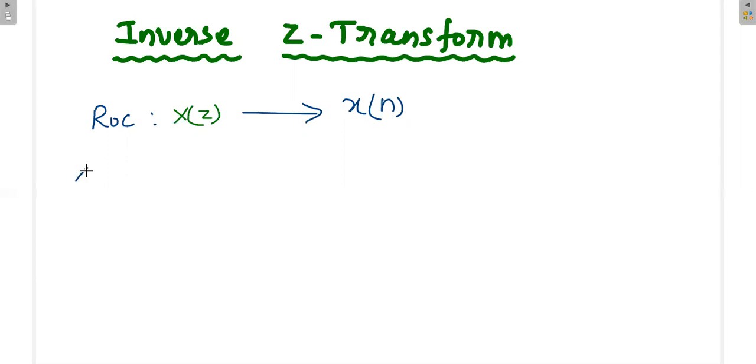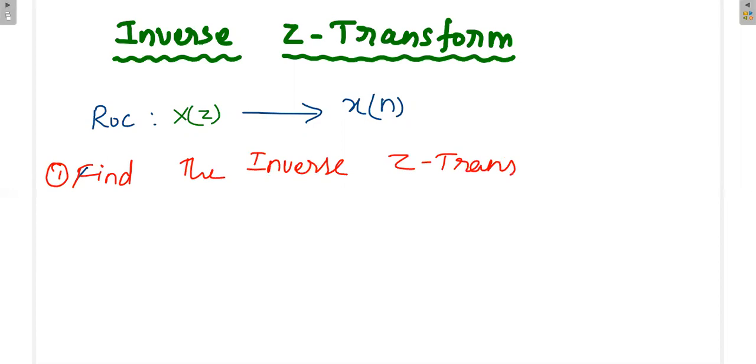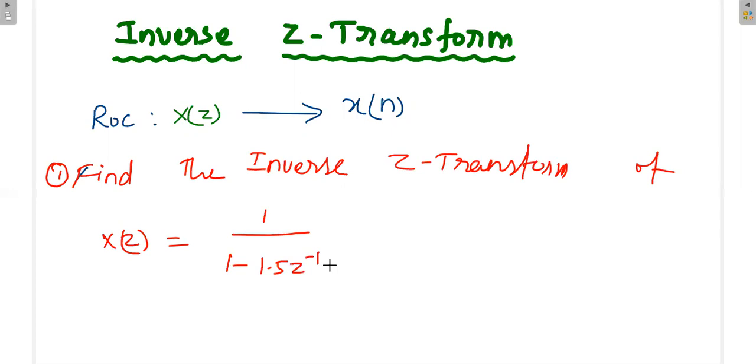Find the inverse z transform of x of z, which is equal to 1 by 1 minus 1.5 z inverse plus 0.5 z power minus 2. ROC is mod z greater than 1.